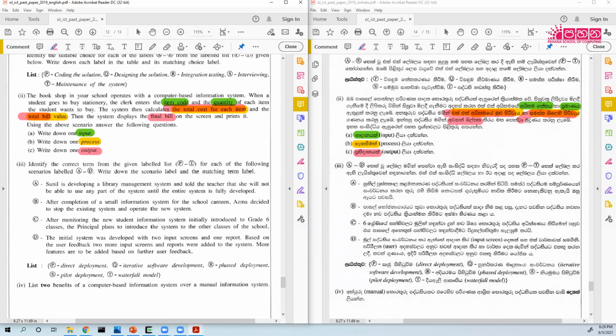Right. A, Sunil is developing a library management system and told the teacher that she will not be able to use any part of the system until the entire system is fully developed.